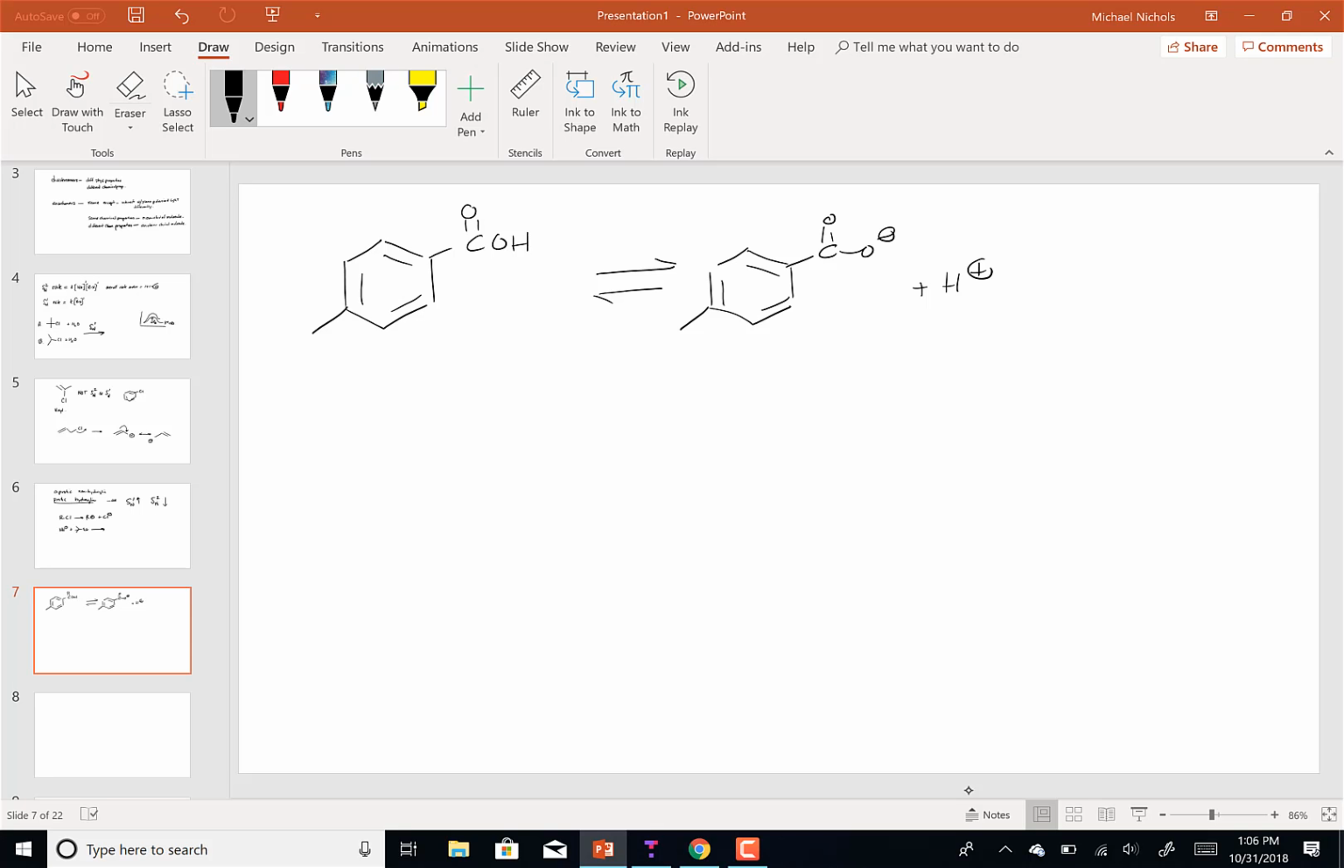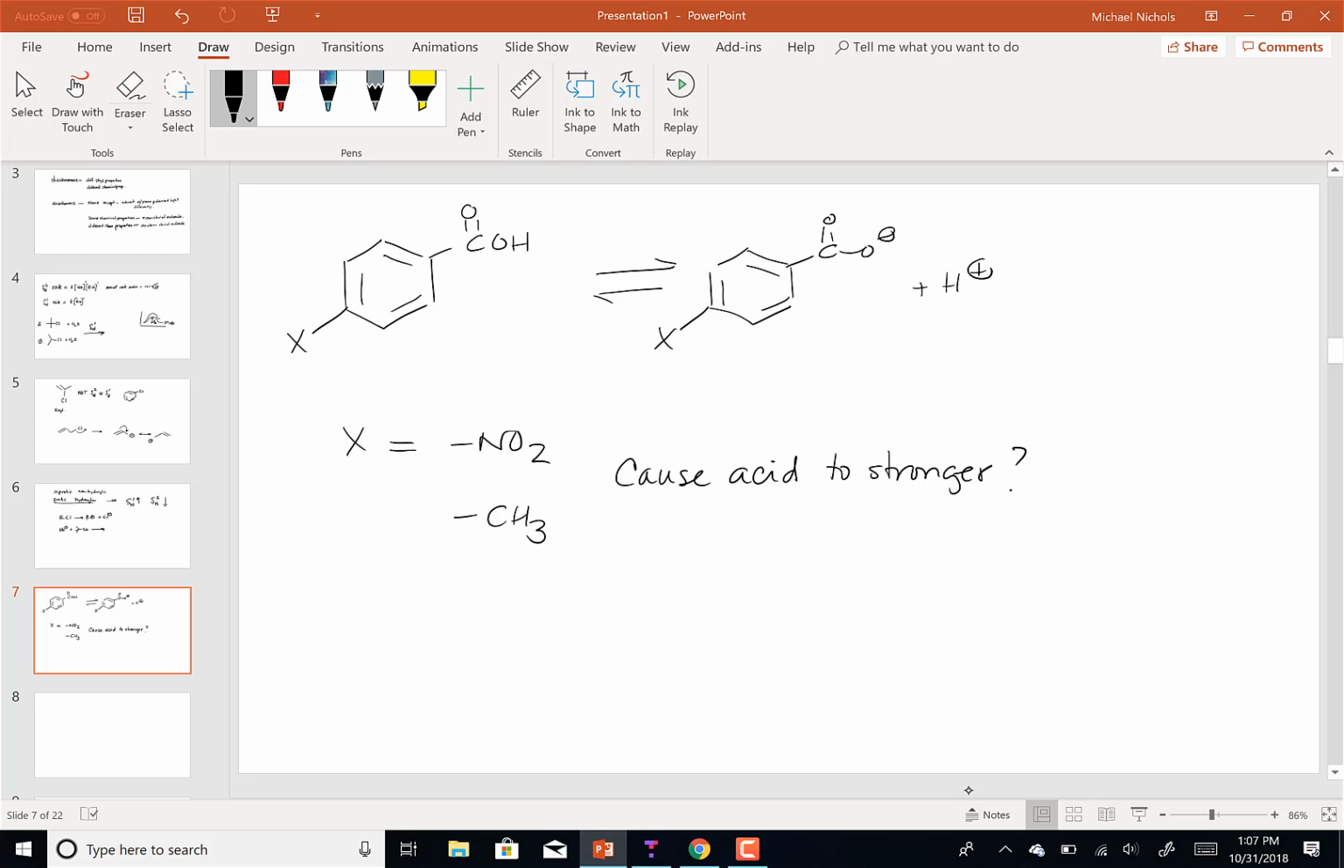Okay, so my question is, this is a group, and I could put an NO2 group on the ring, I could put a CH3 group on the ring. Let's just see between those two. Which group would cause the acid to be stronger? The nitro or the methyl? Any thoughts?